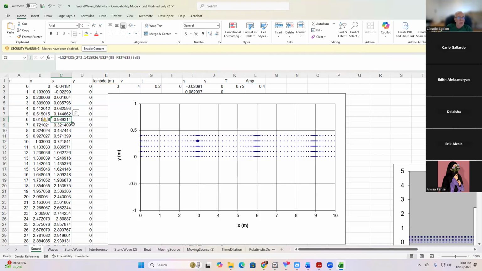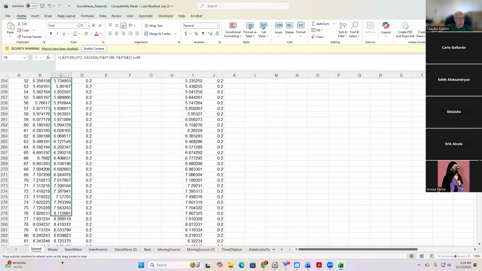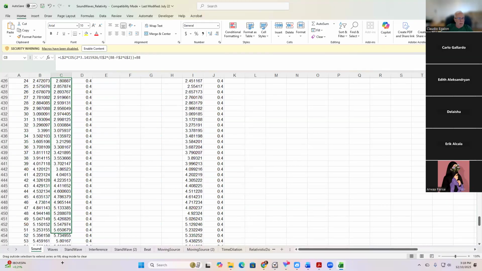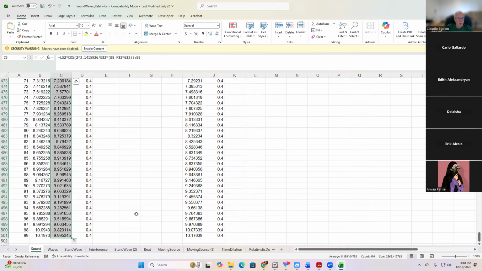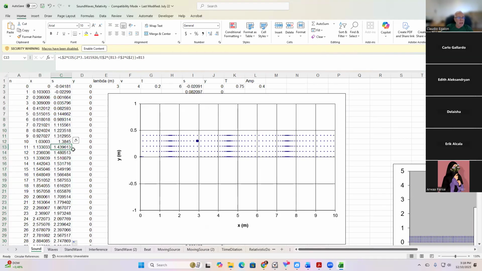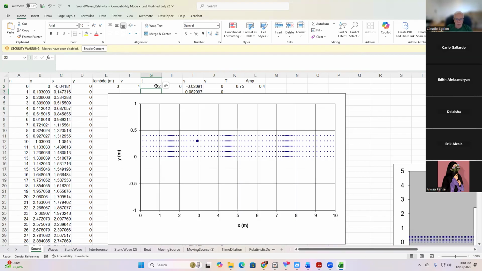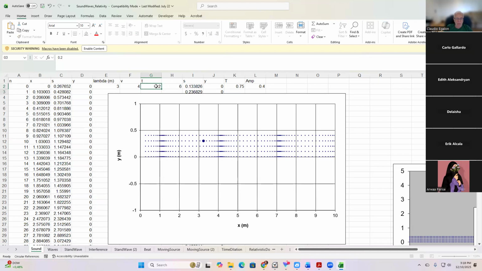Let me change it here. I'm changing the sign of propagation of the wave so it can propagate from the left to the right. This wave was propagating from the right to the left. Now let's see. 0, then 0.2. Can you see the wave propagating from the left to the right? Now we're going to do every 0.1. Do you see the wave propagating from the left to the right?